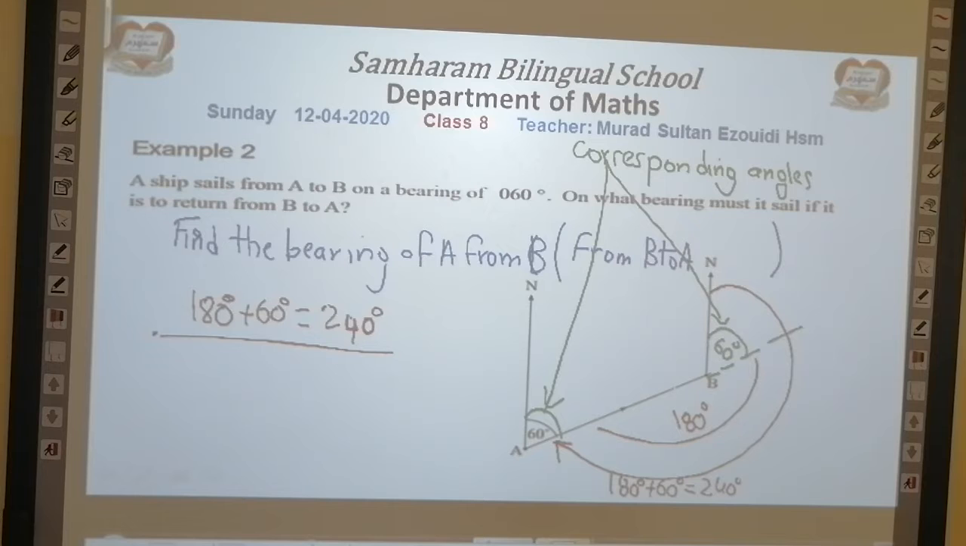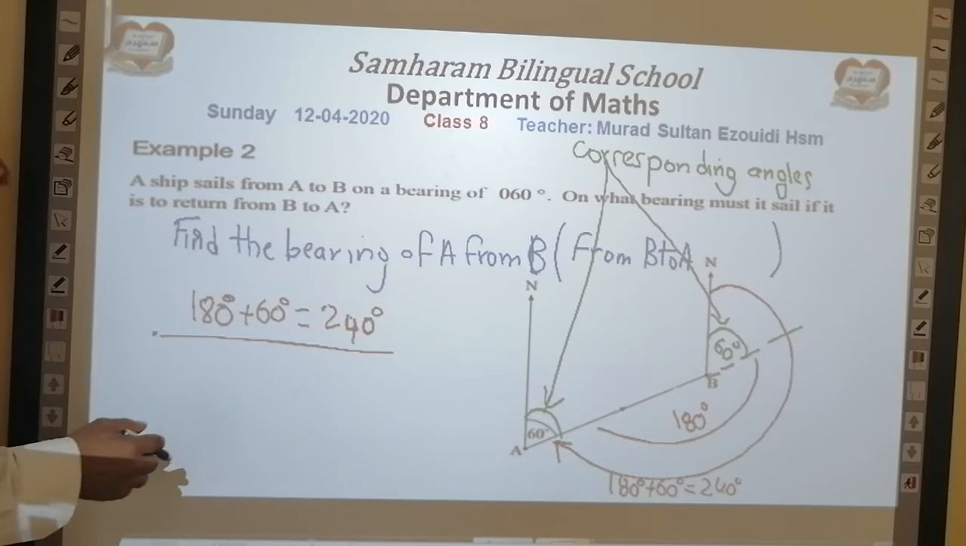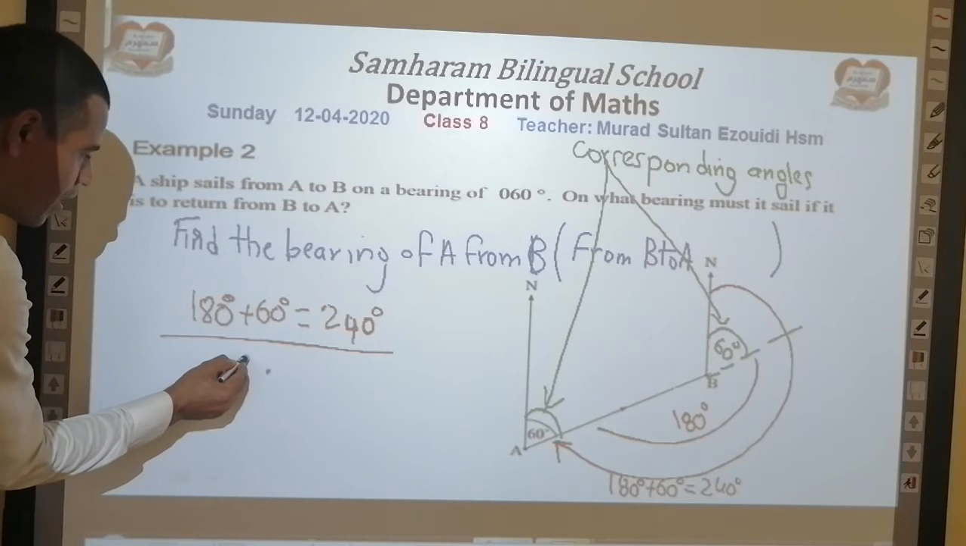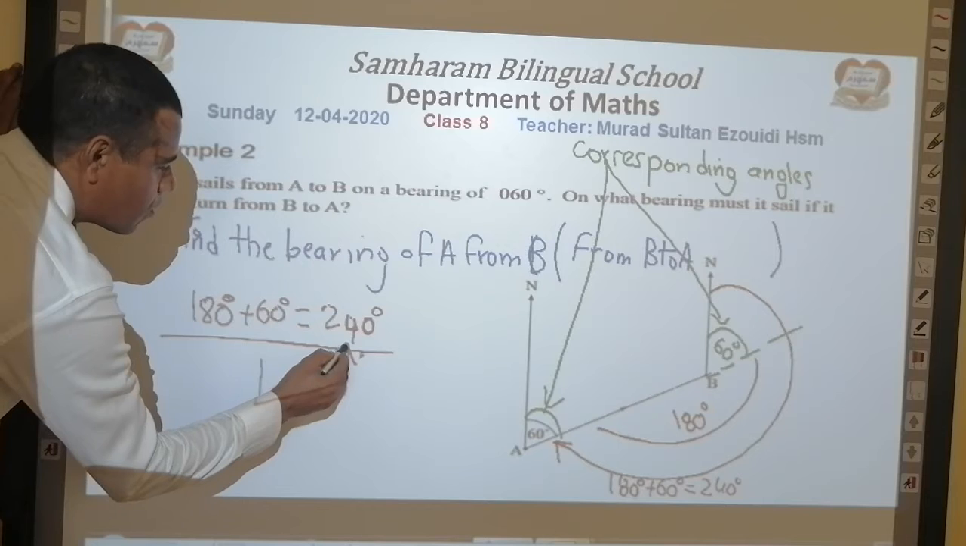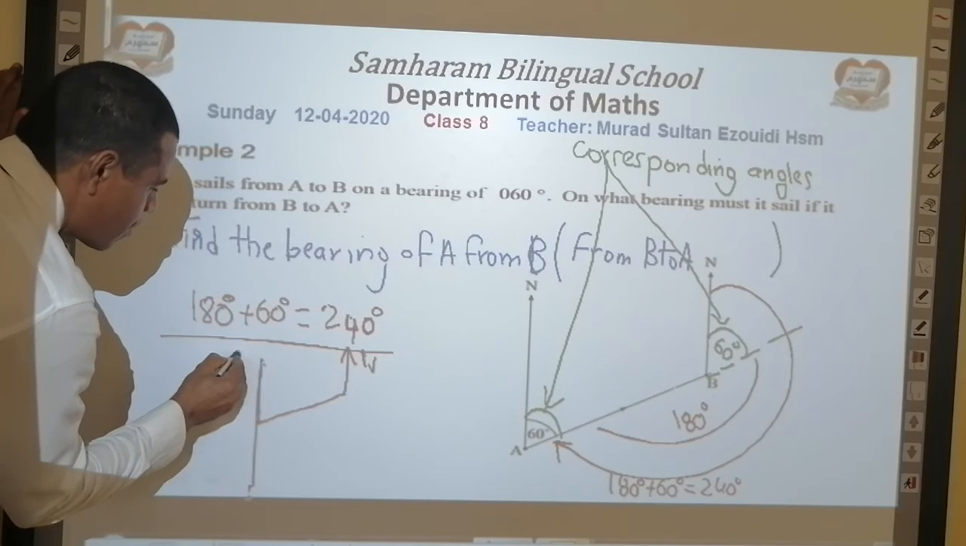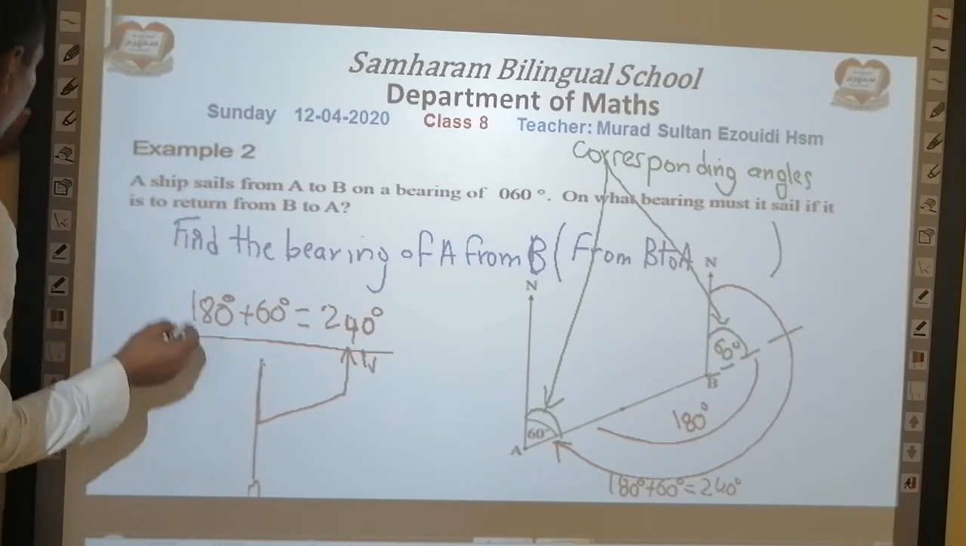Then we have what? Do we have another method? Also, we have another method. So I'll just make like that. Okay. This is to the north. This is to the north.